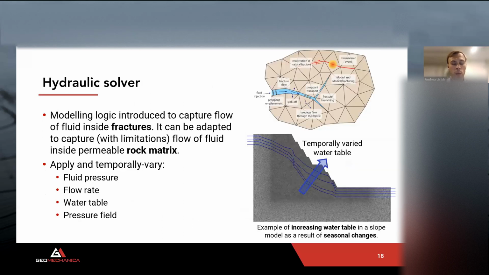Besides the mechanical solver, which was the first one originally introduced, over the years we have added other solvers, as I said. The hydraulic solver is a modern logic that was introduced to capture flow of fluid inside the fractures, but can also be adapted to capture, with certain limitations, flow of fluid inside the porous rock matrix. There are different boundary conditions that can be applied and vary over time, such as fluid pressure, flow rate, water table, or pressure field interpolated from a CSV file. And here on the right, you see an example of a slope model with a temporally varying water table, and later on we'll have a demo on this.